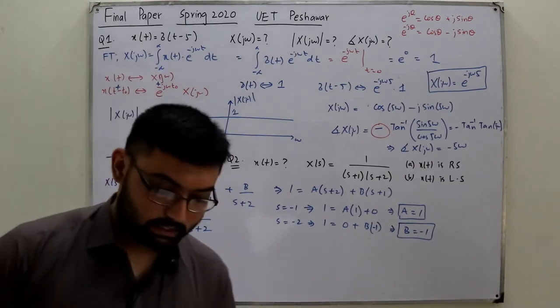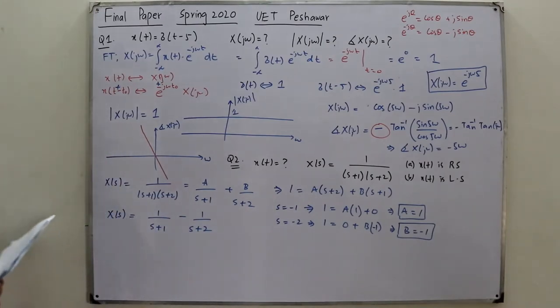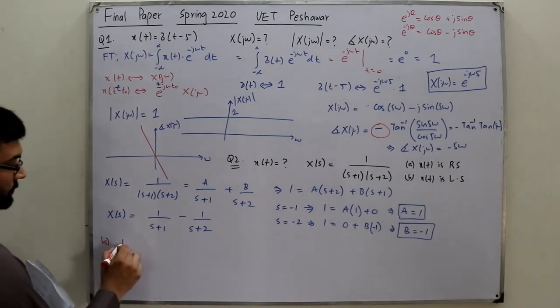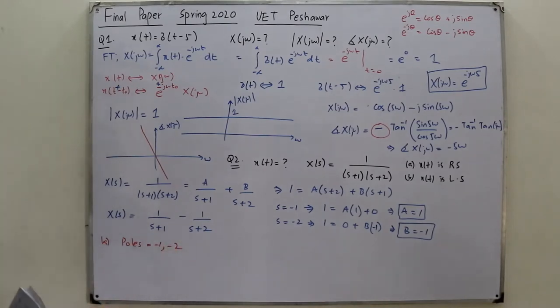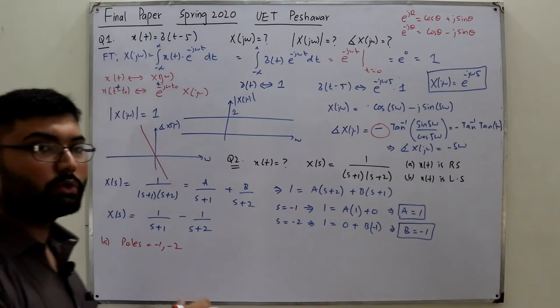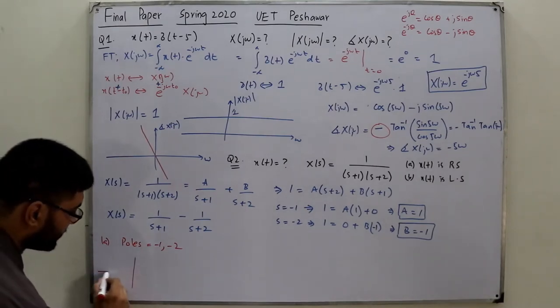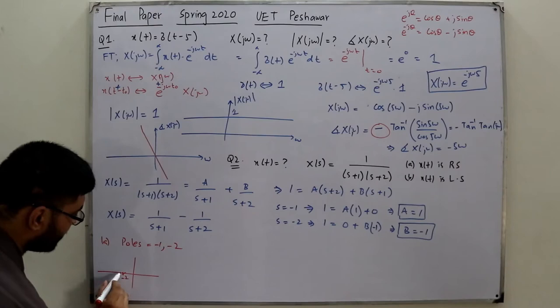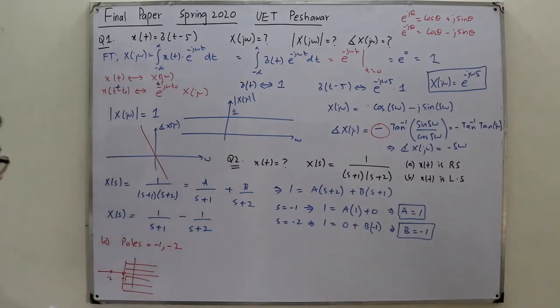Now coming to the cases. If it is a right-sided signal, which means what? First of all, the poles are at negative 1 and negative 2, right? So for the right sided signal, the ROC would lie to the right of the rightmost pole, right? So if you draw the ROC first, if this is your negative 2, this is negative 1, the ROC would lie like this. This is a right sided signal.